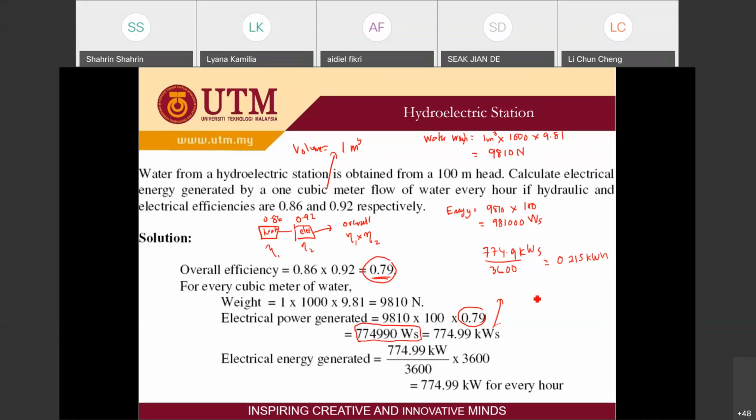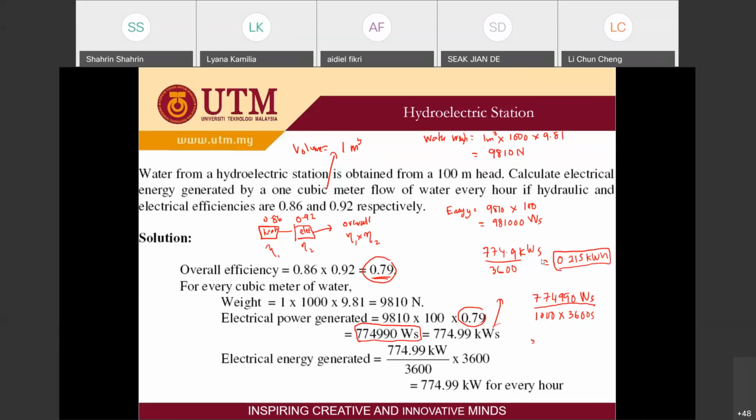Then 774990 watt second, we want to convert into kilowatt hour. So what you need to do is divide by 1000 to get kilowatt, and then the hour is 3600 seconds. So you will receive the answer 0.215 kilowatt hour. This is the energy output from the water dam. So 0.215 kilowatt hour.